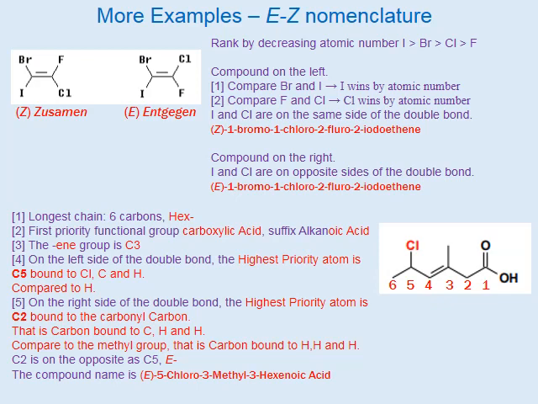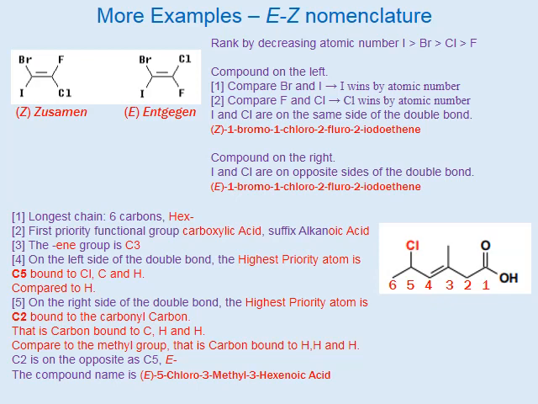In this case, the compound must be named as if you were naming an alkene. Then change the ending to carboxylic acid. From this, we get the compound name 5-chloro, 3-methyl, 3-hexenoic acid. Then we assign the configuration of the double bond between carbons 3 and 4.